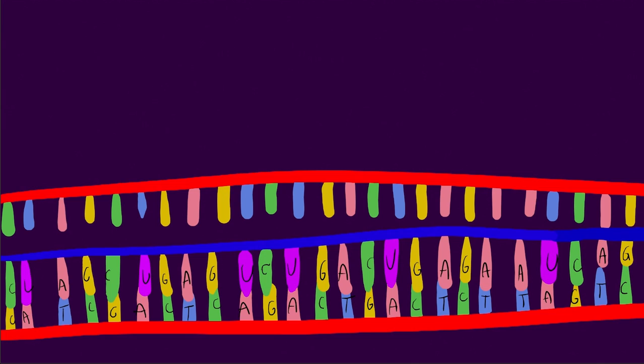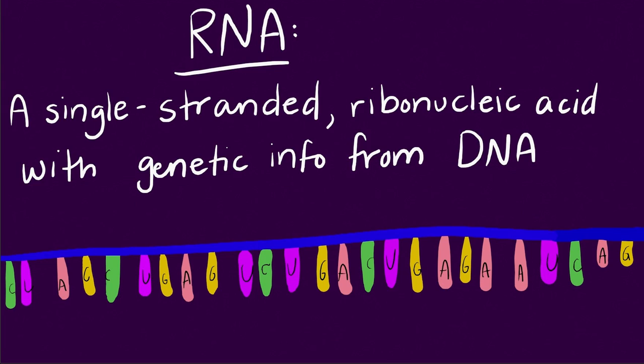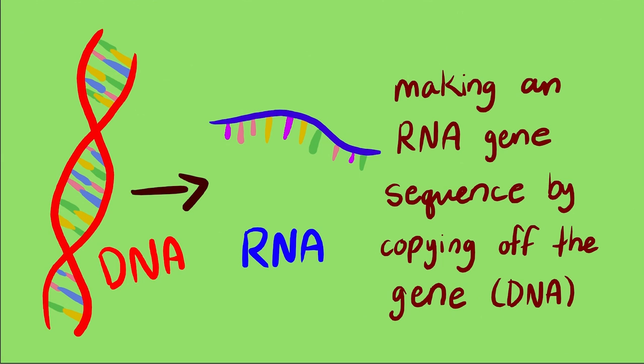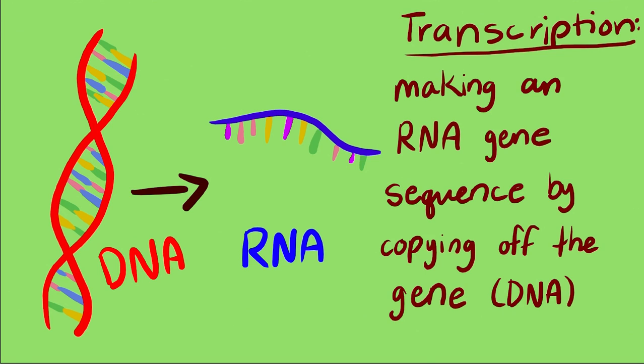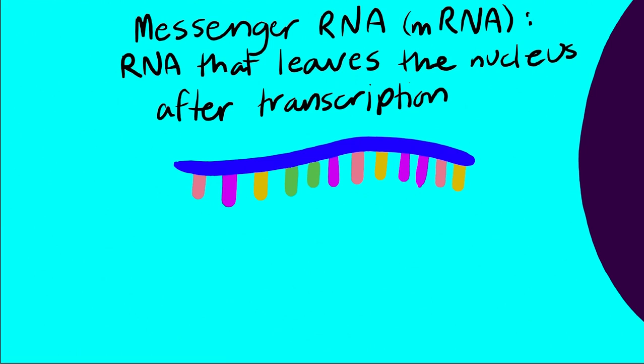Except, instead of thymine being paired to adenine, the base, uracil, is added. This creates RNA, a single-stranded sequence of bases and their phosphate and sugar groups. The process of creating RNA off a DNA template is called transcription. The RNA is now able to leave the nucleus as mRNA, or messenger RNA.